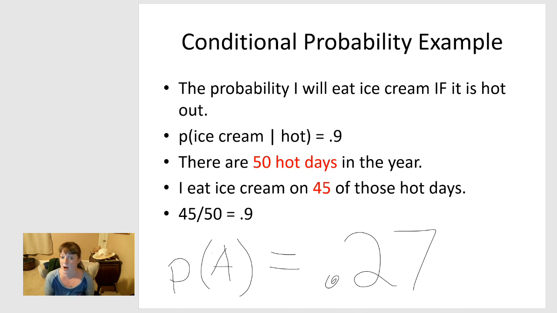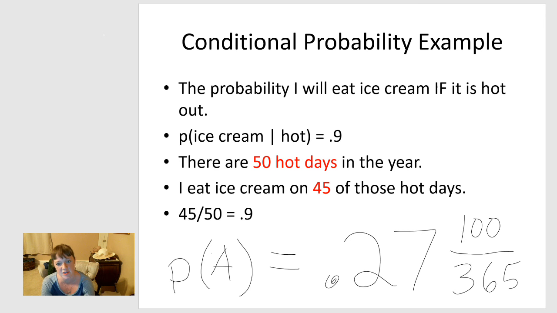So the probability that I want ice cream on any given day is 0.27. 100 days I wanted ice cream. That's the event. Out of 365, right? That's the probability that I want ice cream. But now I'm going to put a condition on it. Not just the probability you want ice cream, period, but the probability you want ice cream given that the day is a hot one.